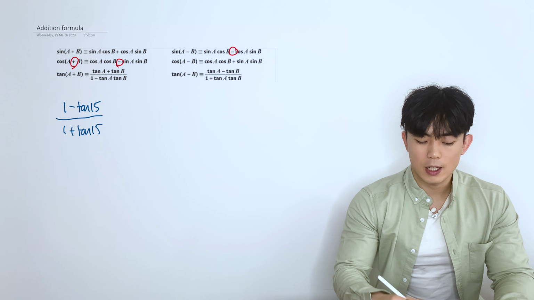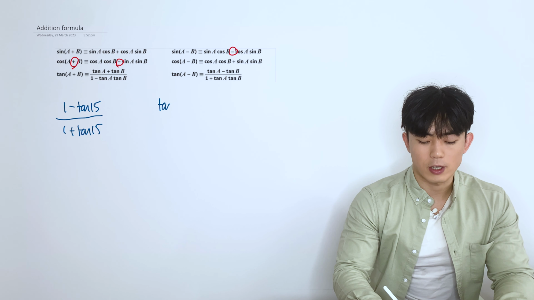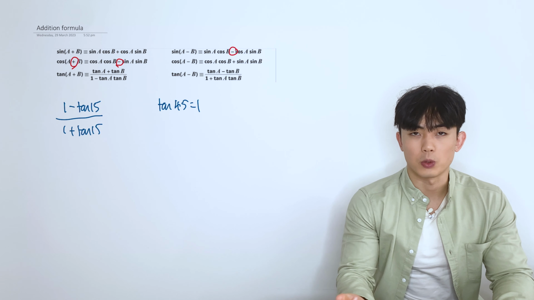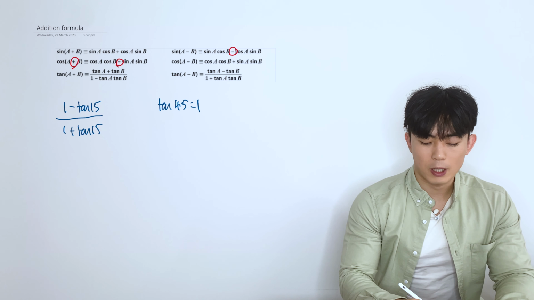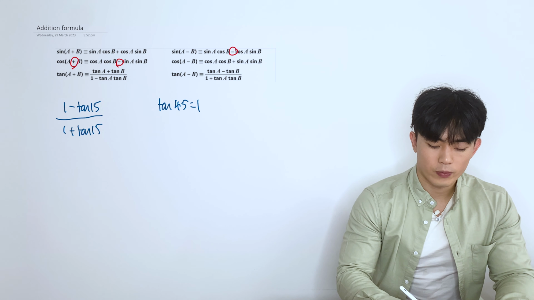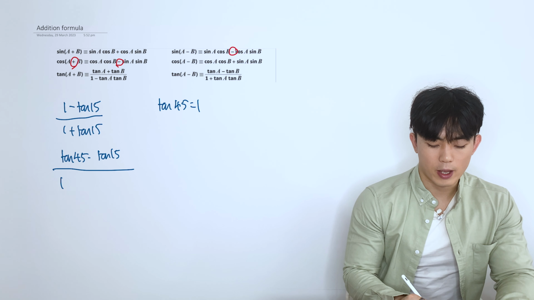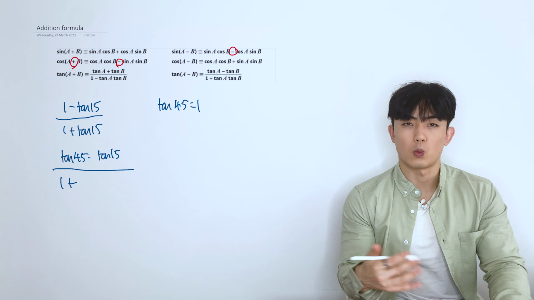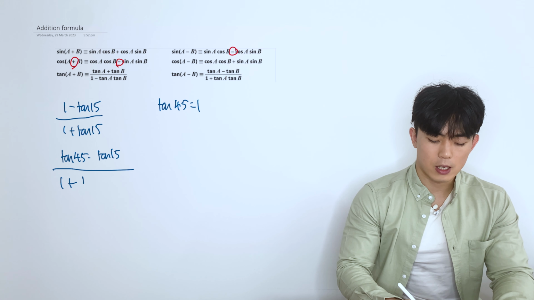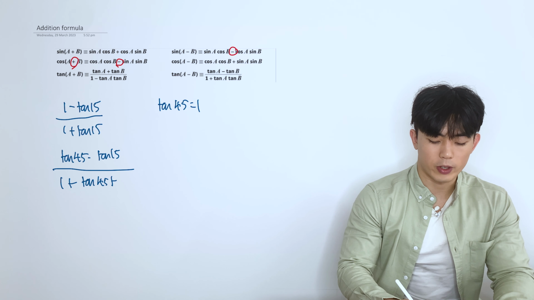Well, what we can do instead is we should know the knowledge that tan 45 is actually equal to 1. So what I can do now is replace the 1s with tan 45. So on the numerator, we have tan 45 minus tan 15. I'm not going to replace this 1 here, but I can say tan 15 is the same as 1 times tan 15. So I can say it's tan 45 times tan 15.